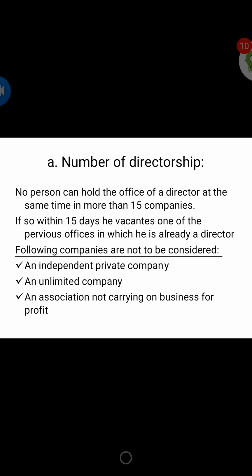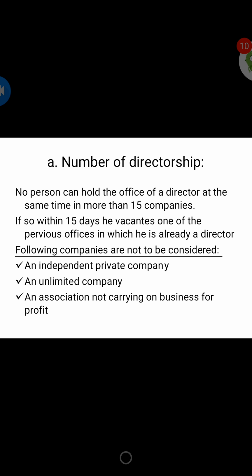In this class we are going to deal with the number of directorships. So what is this directorship? Directorship is nothing but the number of companies in which a single person can hold the office of director.